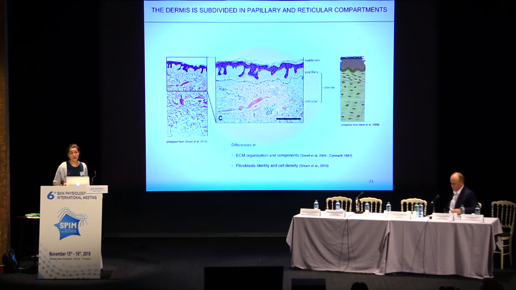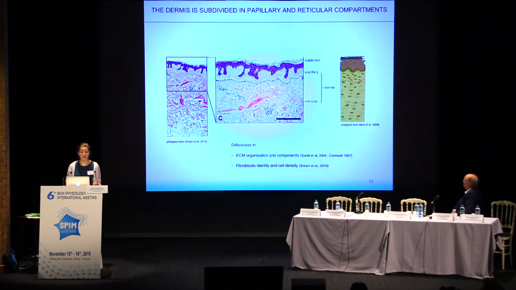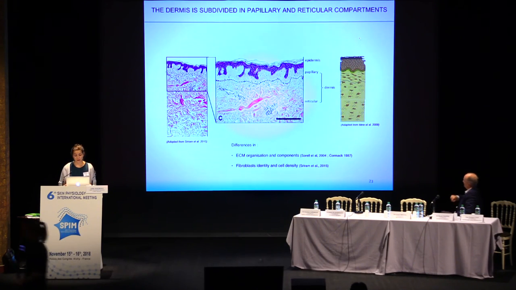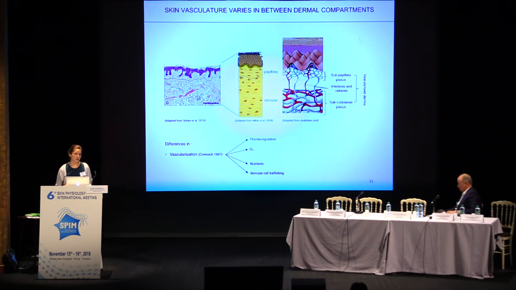So what is well known about the dermis? It can be subdivided into two main compartments, a superficial one called the papillary dermis, separated from a deeper one called the reticular dermis by a vascular barrier. It is well known that they show different extracellular matrix organization and composition, and that they have cellular differences, as the papillary dermis is denser in cells than the reticular one, and fibroblast identity differs between the two. However, what is not as well known is that there are differences in vascularization between these two compartments.